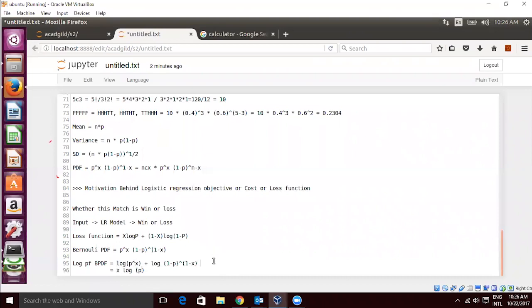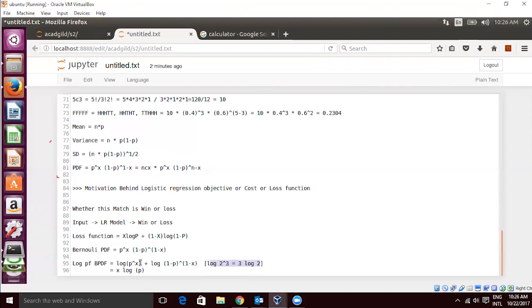Log of 2 to the power of 3 can be rewritten as 3 into log of 2. This is basically the power rule of the log function. If you search in Google for the power rule of log function, you'll get this answer. This is basic mathematics, so we'll apply the same power rule.